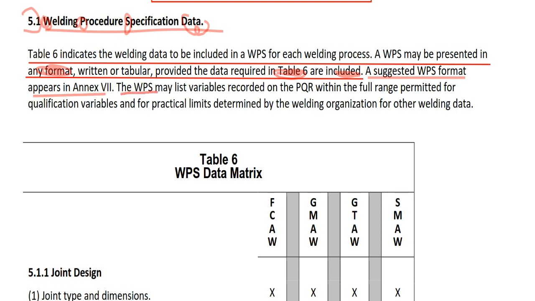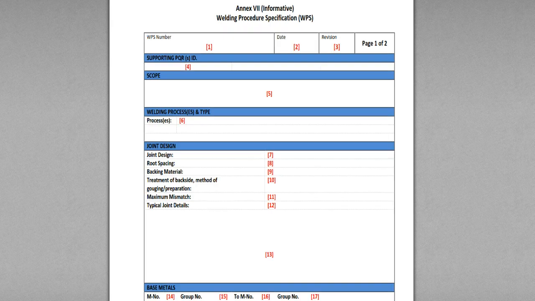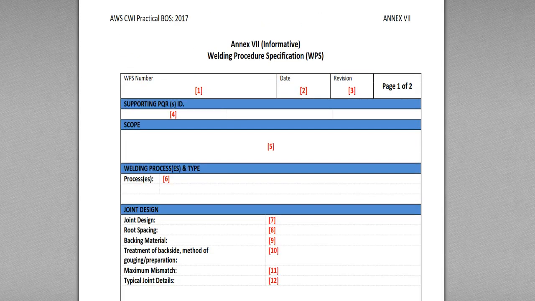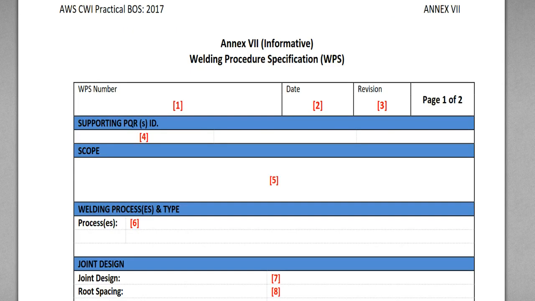The WPS may list the variables recorded in the PQR within the full range permitted for qualification variables, and for practical limits determined by the welding organization for other welding data. So I'm going to show you Annex 7, Welding Procedure Specification Format. This is a tabular format.